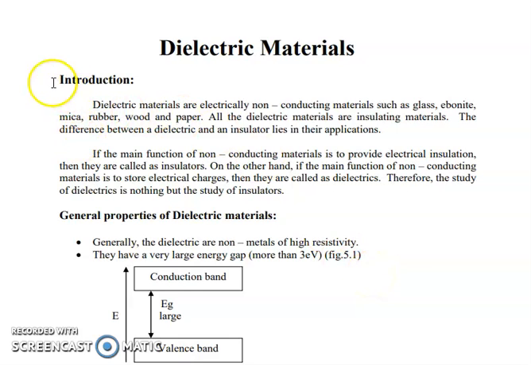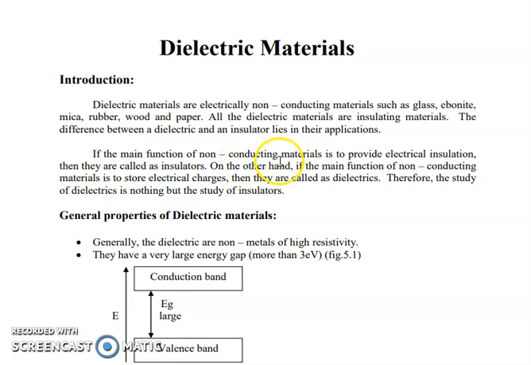Dielectric materials. Let us see the introduction for dielectric materials. Dielectric materials are non-conducting materials such as glass, ebonite, mica, rubber, wood and paper. All the dielectric materials are basically insulating materials. The difference between a dielectric and an insulator lies in their applications.